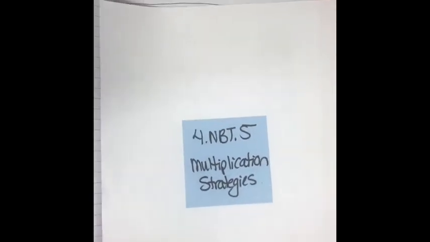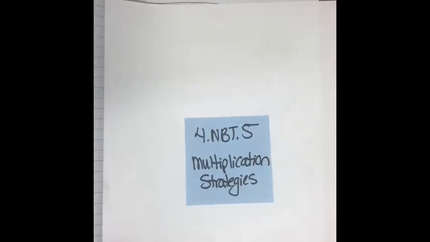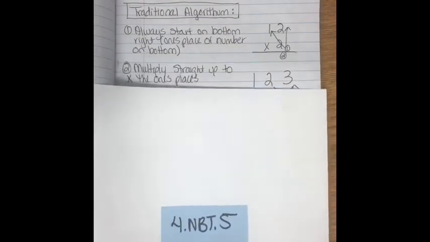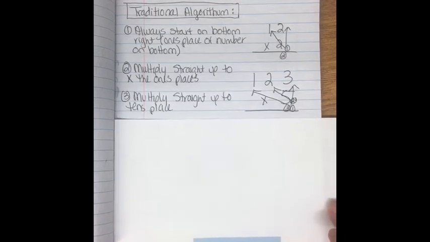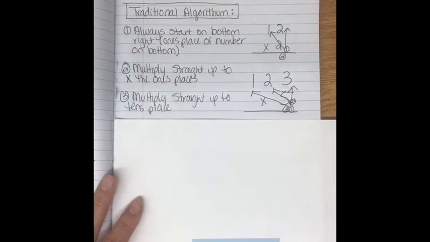Here we go. First thing we always do is label our paper with what we're learning. The first multiplication strategy that I'm going to teach you is actually the traditional algorithm. This is the way that your parents were taught, and they will be super helpful in helping you understand this if you have any questions.